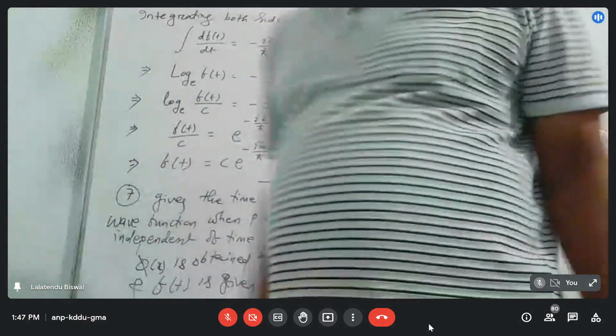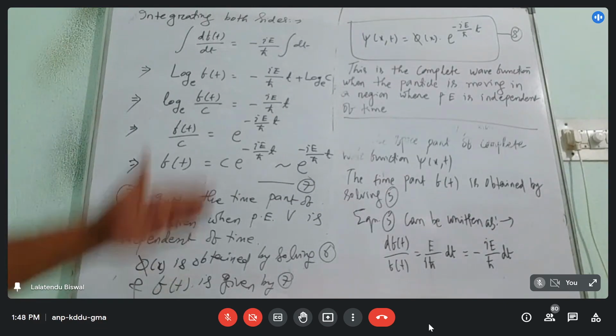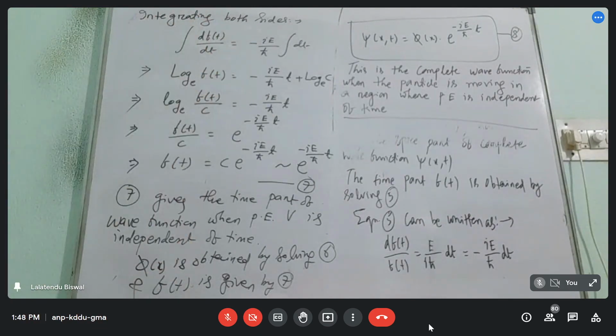So this is what you have to do to get the Schrodinger time independent differential equation. In fact, the time independent differential equation is minus h cross square by 2m d square phi by dx square plus V(x) into phi(x) is equal to E phi(x). And if you solve this, you get phi(x). You need not have to get f(t) because you have already obtained that f(t).